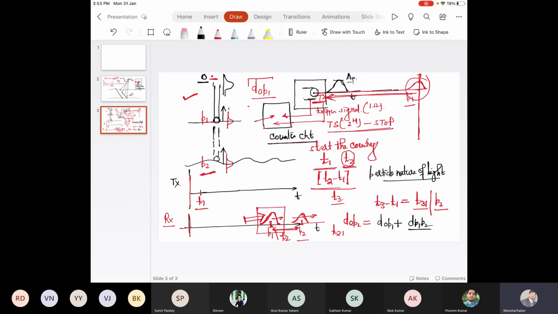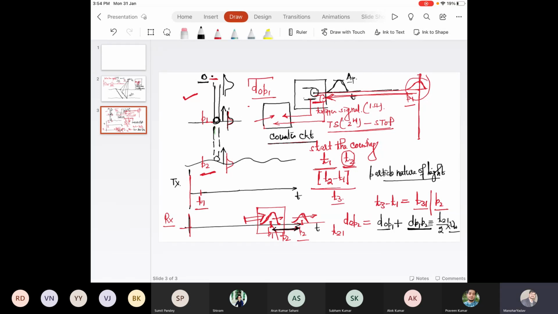DOP1 we have already calculated. DP1P2 is the depth of the water. This P1P2 is calculated using this distance. Again, you need to divide it by 2, so that this is equal to T21 divided by 2 into the speed of light in the water. Why have I taken divide by 2?